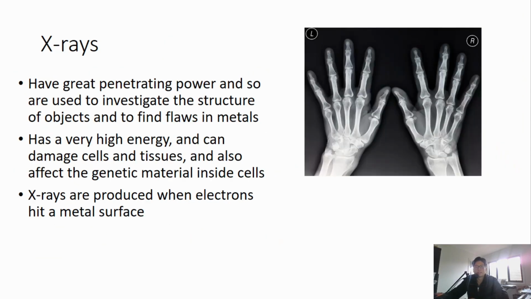Right, and our next high frequency radiation, you guys have probably heard of this one before, are X-rays. These have great penetrating power, and so are used to investigate the structure of objects and to find flaws in metals. They have a very high energy and can also damage cells and tissues, and also affect the genetic material inside the cells. And X-rays are produced when electrons hit a metal surface. In addition to the first point here, it's also often used to scan our bodies and check if there are any flaws or cracks or breaks in our bones.